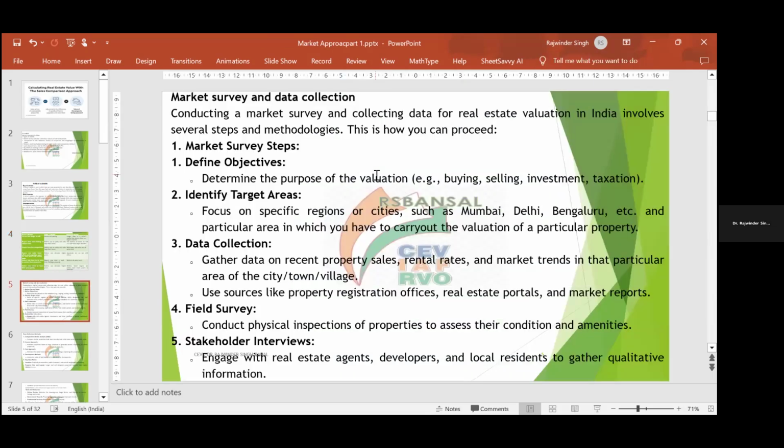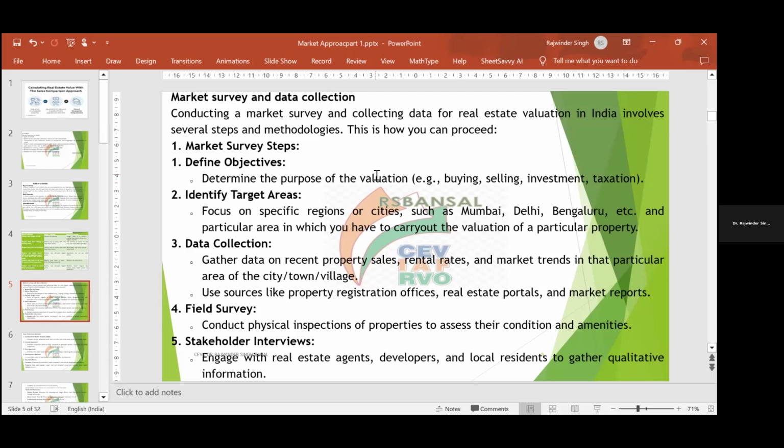Then in the syllabus is your market survey and data collection. How you have to do a market survey and how you will be collecting the data. In the market approach, the main criterion is collection of the data and then analysis of that data. First thing is from where you can get data that is reliable. Getting data is not important. Getting real, reliable data, that is more important.